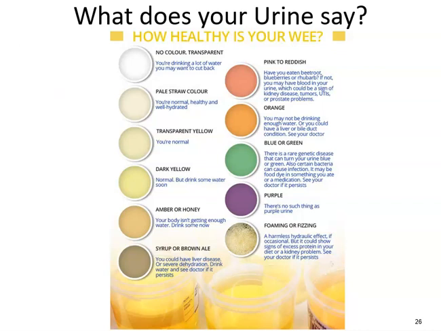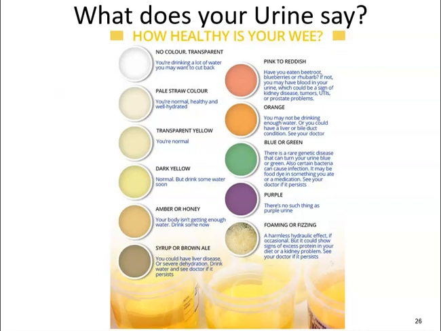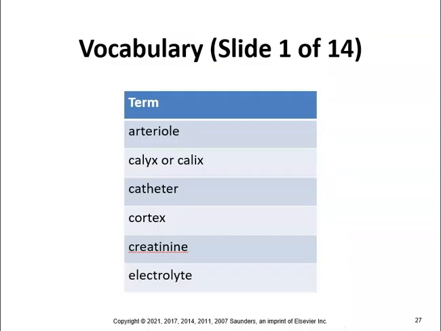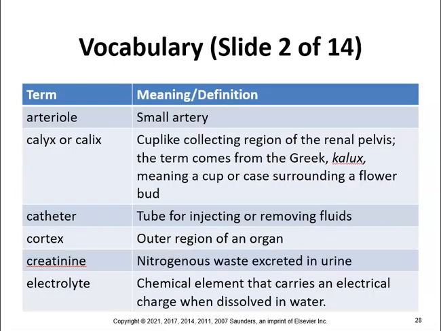All right, now let's go into the words. So we're going to go arteriole, calyx, catheter, cortex, creatinine, electrolyte. So what's an arteriole?